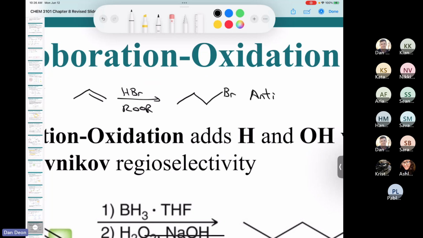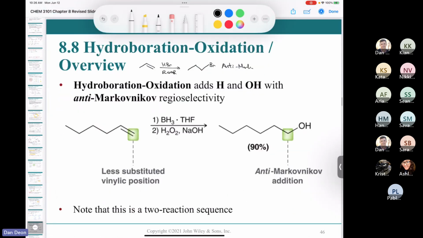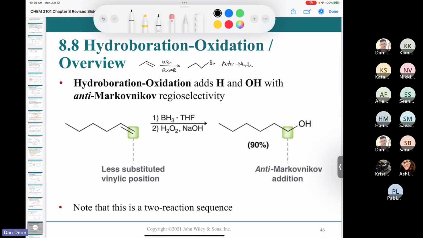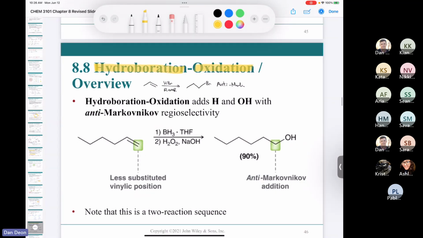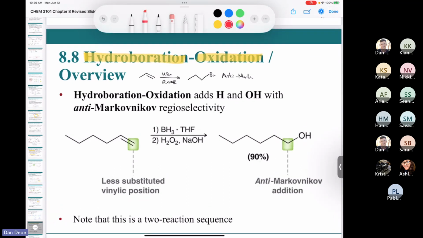So, anti-Markovnikov. However, if you want to do an anti-Markovnikov addition of water, it's a two-step process. We call this hydroboration oxidation. It's got a long name. Hydroboration is the first step. And for that, we use this molecule called borane, and we make a complex with it in THF, and I'll explain what THF is in a second. In the second step, for the oxidation, we use hydrogen peroxide and sodium hydroxide.